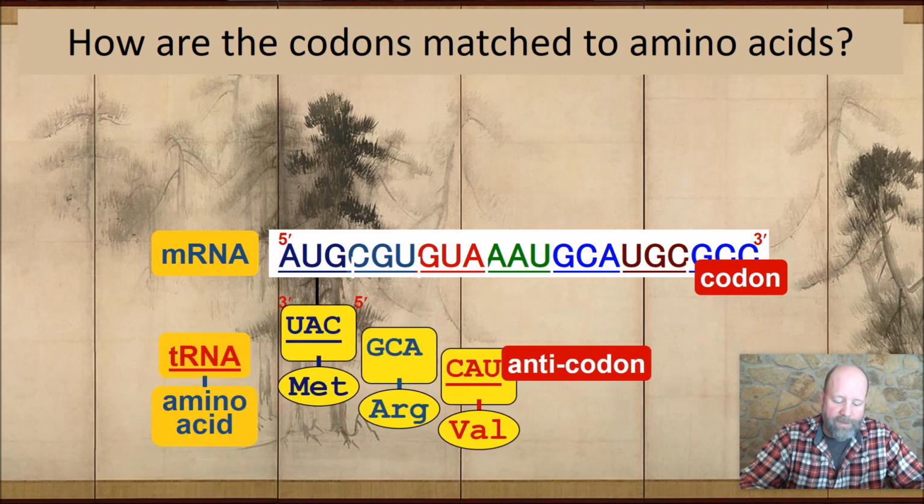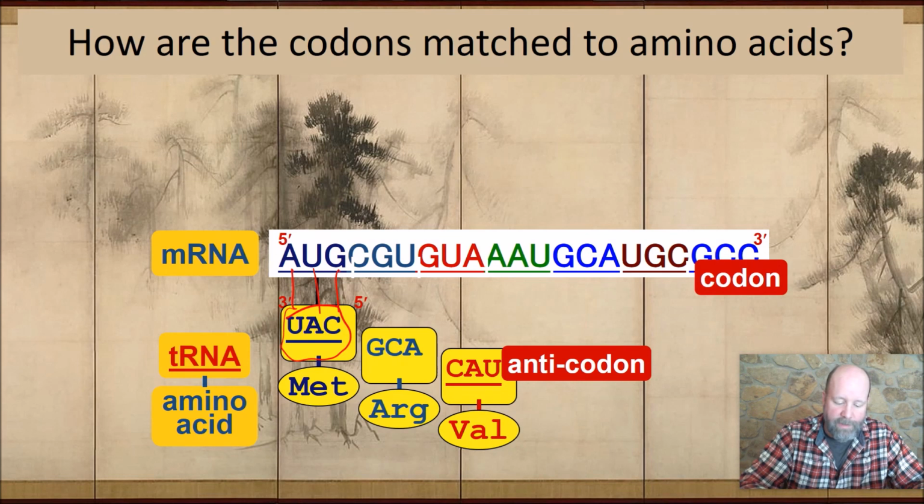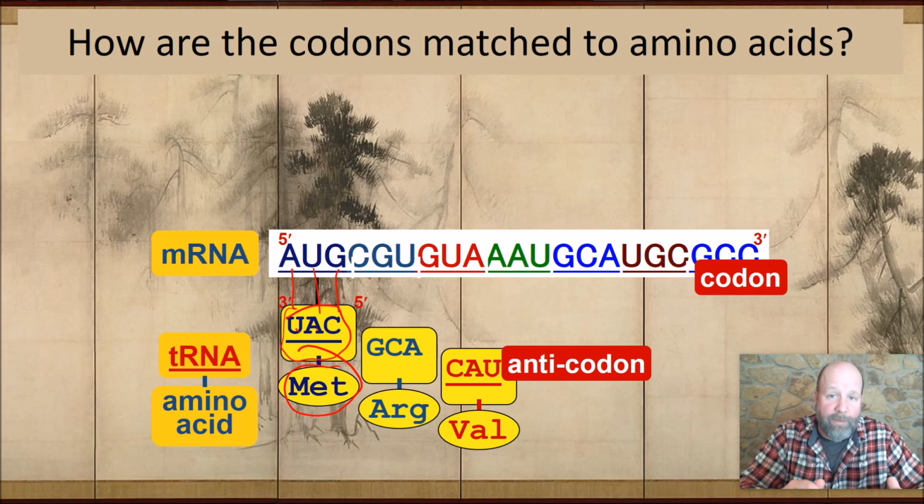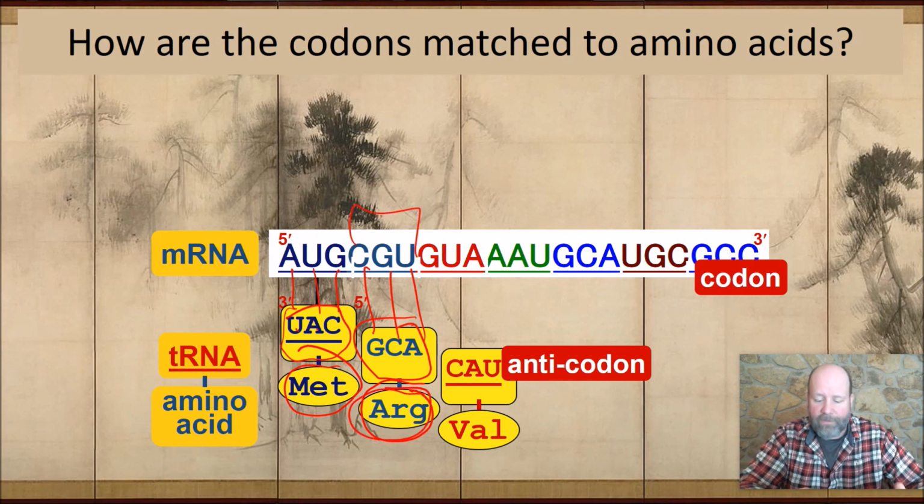So we have tRNAs that have UAC on their anticodon, which base pairs with A, U, and G. And you can see they've got the 5', 3' thing going on. Any tRNA that has UAC on it is going to have methionine attached to it. It's going to bring methionine. And if it has GCA on it, it's going to bring arginine. And GCA is going to base pair with this codon of CGU. And if you go back to that table, you'll see that CGU codes for arginine, and so on.